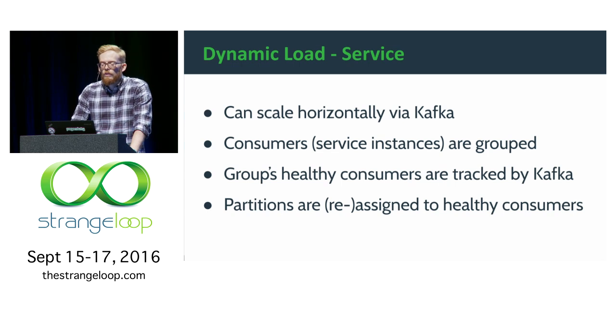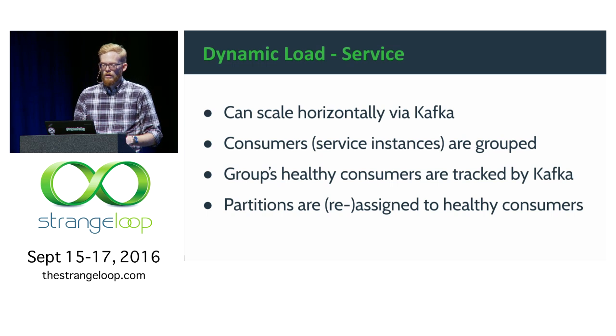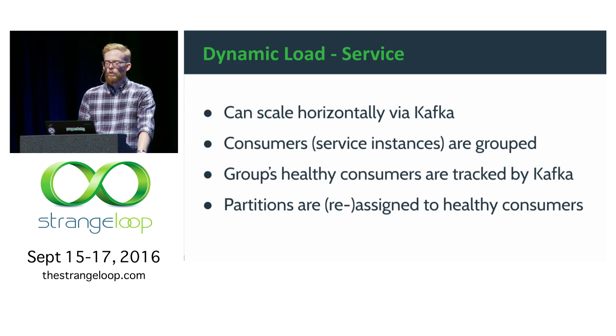What about the service itself? Well, again, we can scale horizontally, and this is actually enabled by Kafka. The consumers of a given topic, which in this case are service instances, are grouped together, and this is called a consumer group. The group's healthy consumers are tracked by Kafka through a heartbeat mechanism. The topic's partitions are distributed evenly to the healthy consumers, and this is a dynamic process. So if consumers die or consumers are added, the partitions are reassigned.